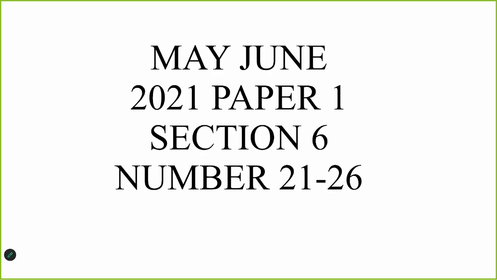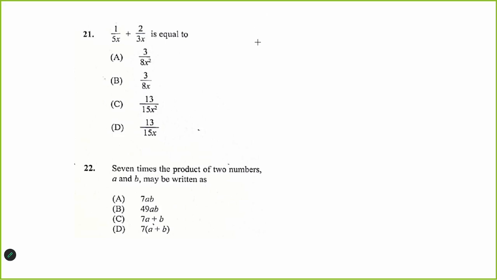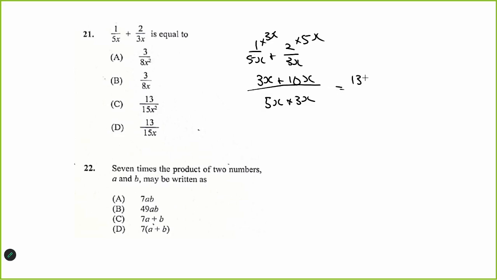Let's do May, June 2021. 1 over 5x plus 2 over 3x. You find the LCD, which is 5x multiplied by 3x. This will be multiplied by 3 because 5x could go into this 3 times. This could go multiplied by 5. So it'll be 3x plus 10x, which is 13x over 5 3s are 15, x squared. The x's cancel out each other, so you'll get 13 over 15x, which is D.